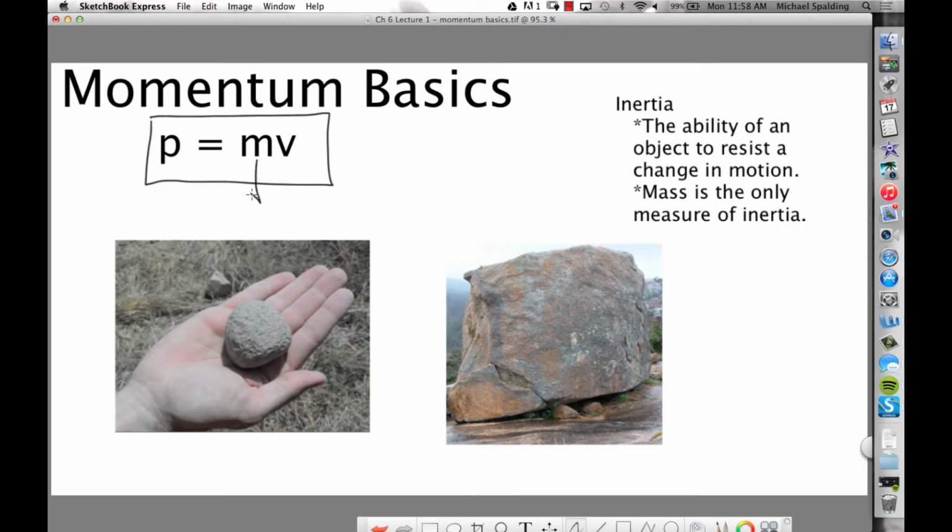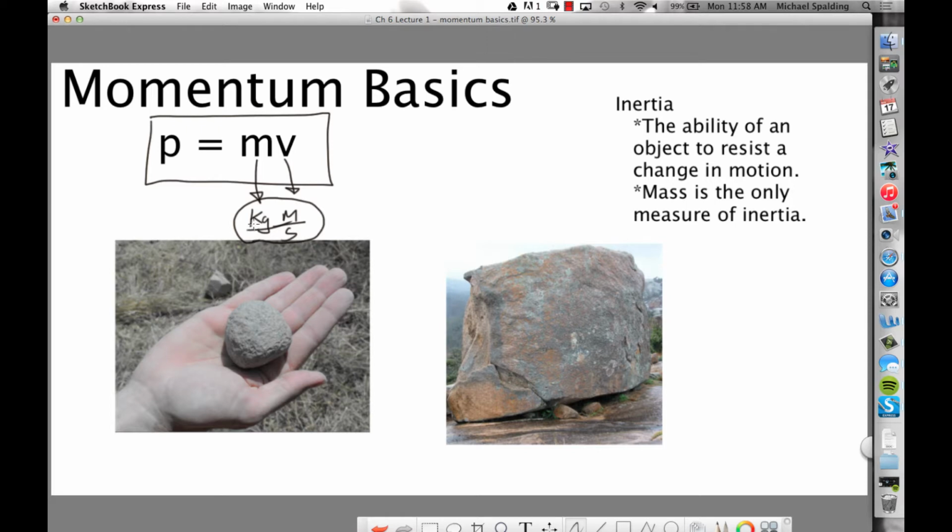So check it out. The unit for mass is kilogram. The unit for velocity is meter per second. So it gives us this unit of kilogram meter per second. That's the unit for momentum.